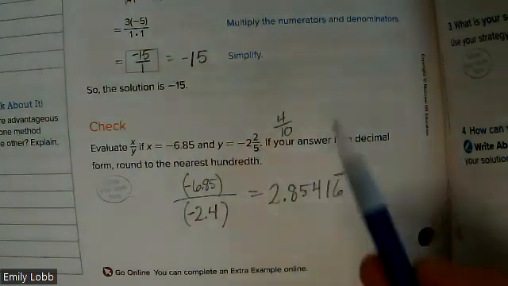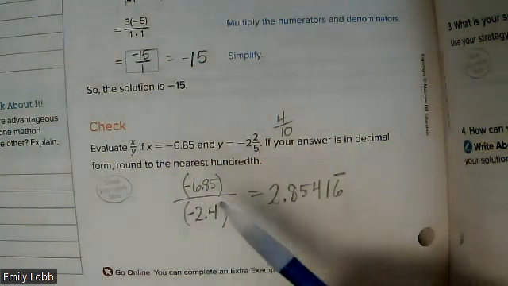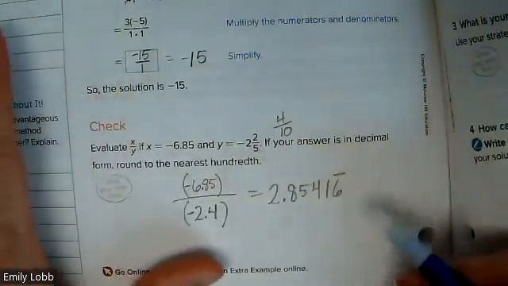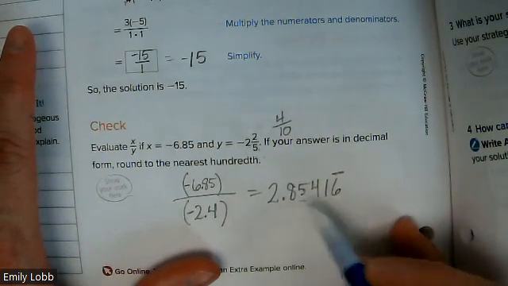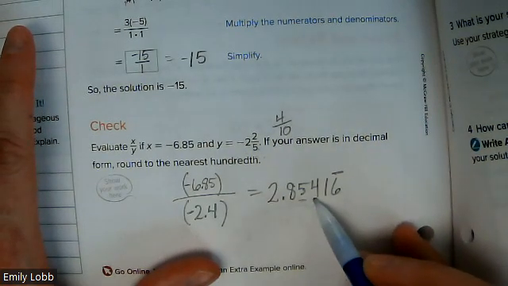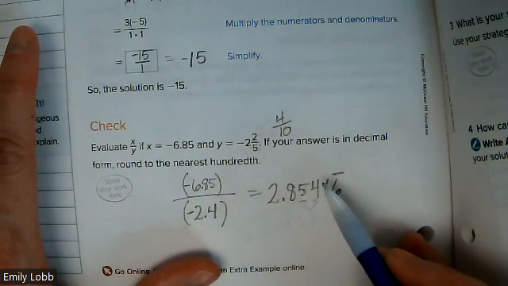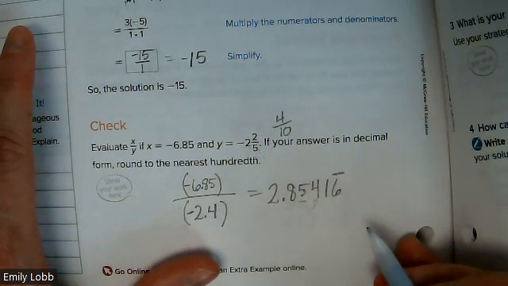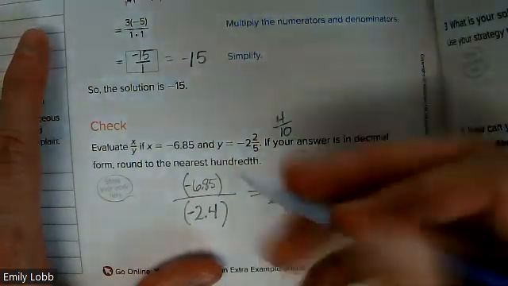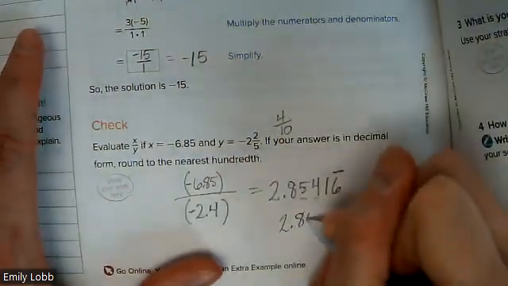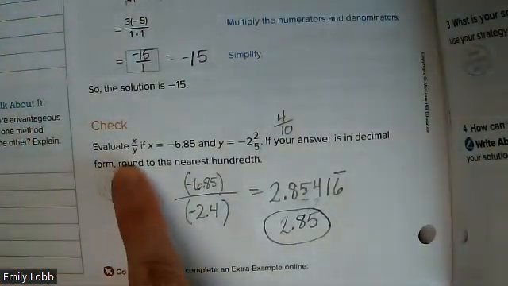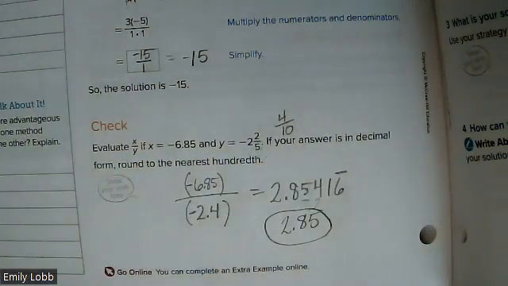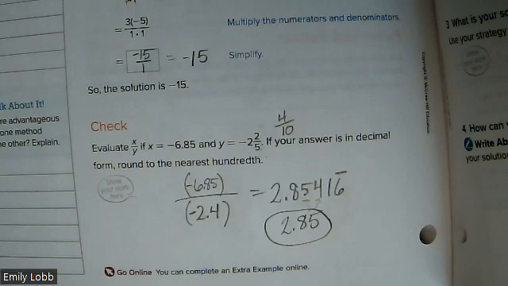Now it says, if your answer is in decimal form, round to the nearest hundredth. Remember, we need to know what the hundredth is. 10ths, hundredths. So I look beyond it. If this is 5 or more, I would round up. If it's not, I drop it and keep it the same. Am I rounding up? Nope, I'm dropping the rest and keeping the same. So this would be my correct answer because they asked for it rounded to the nearest hundredth. And that tells you we don't want any digits past the hundredths place, okay?